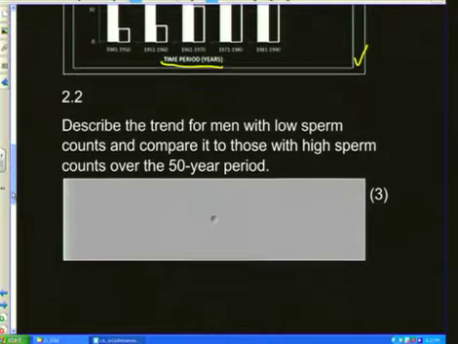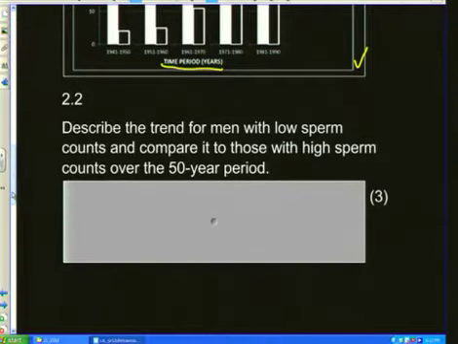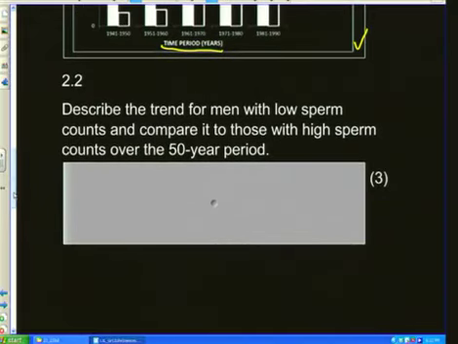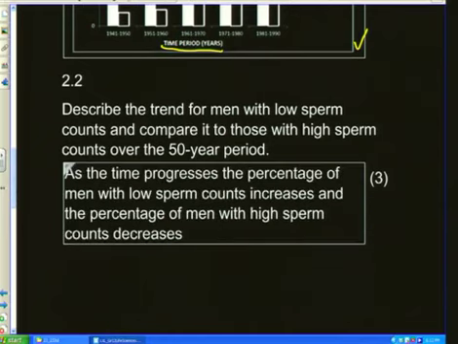Good? Describe the trend for men with low sperm counts and compare it to those with high sperm counts. The trend that you saw, and I highlighted that to you on the table. You should have picked that up already. Without the graph, you would have picked it up with the table already. As time progresses, we're comparing it with time. There are 2 variables. One is time and one is the percentage of men. So that's what you have to do.